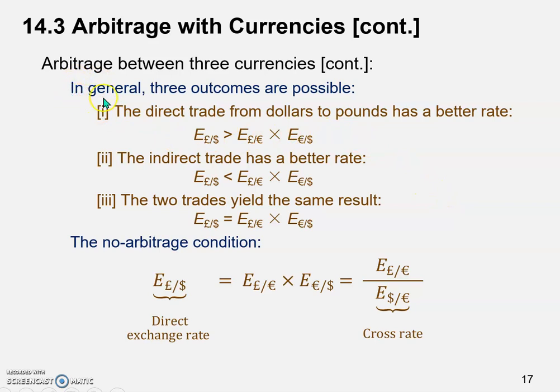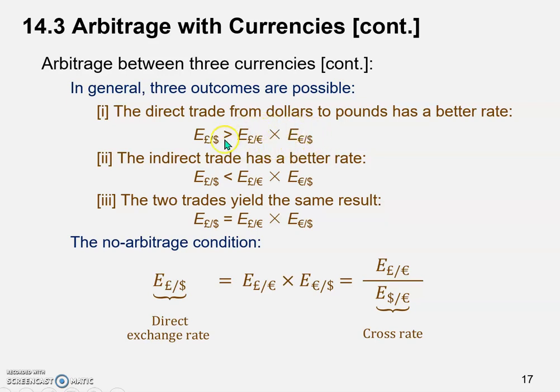Now here, there are, in general, three outcomes that could possibly occur. The first one is that the direct trade from dollars to pounds gives you a better rate. In other words, this exchange rate between dollars and pounds is greater than, I'm sorry, it should be this one first. You sell dollars for euros and then sell euros for pounds. It takes you two steps to get from dollars to pounds.